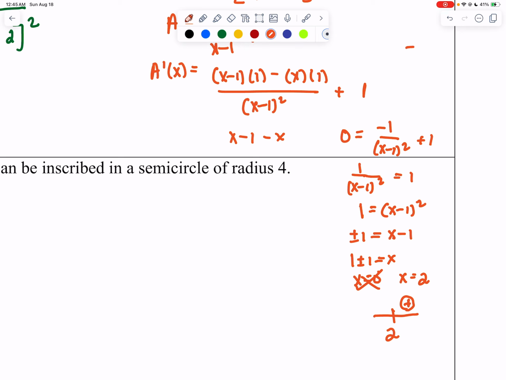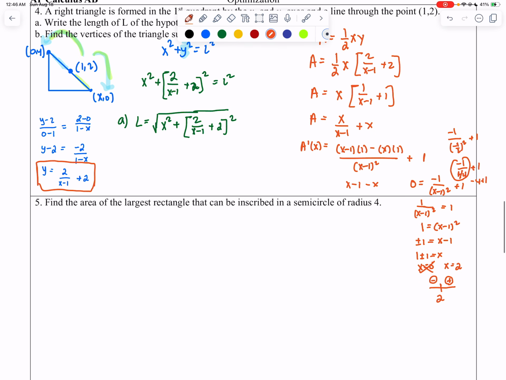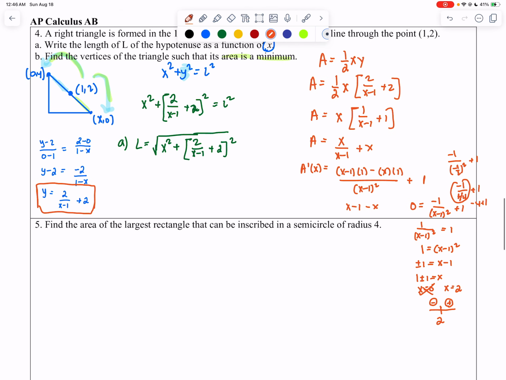And then if I pick something like 1/2 here, I'm going to get negative 1 over (negative 1/2) squared plus 1. Negative 1 over 1/4 is technically negative 4. Negative 4 plus 1 is negative 3, so this is negative. Which should make sense in our context because we're looking for a minimum value. So this means that we're going to have a minimum whenever x is equal to 2 here. So we have a minimum when x is equal to 2.